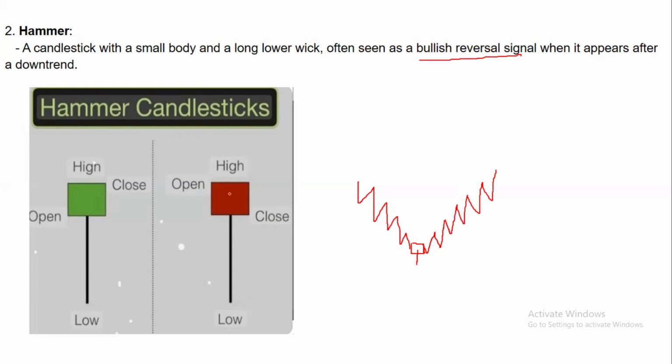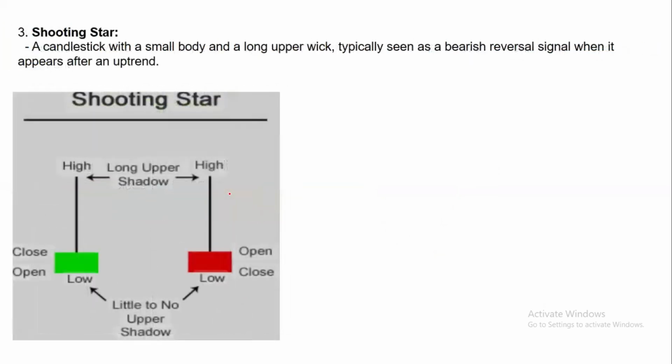Now let's move to the next one on our list. Now we have the shooting star. The shooting star candlestick is with a small body and a longer wick. It's like the inverse of the hammer, but most of the time it's kind of similar to the hammer, but it is inverse. It is like in a rectangular shape like this, right? So it is typically seen as a bearish reversal signal when it appears in an uptrend.